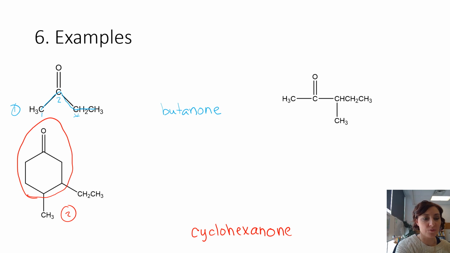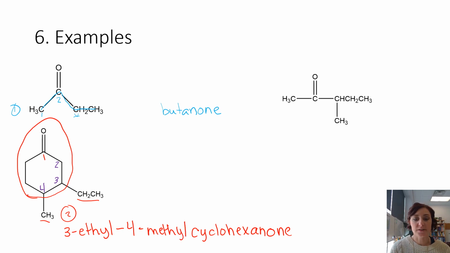Because we have the choice of where to start numbering, the carbonyl gets carbon number 1 as a cyclic. I just need to decide, do I count clockwise or counterclockwise to give my groups the lowest number possible? And the answer is going to be clockwise. This gives me groups in the positions 3 and 4. So now we just worry about numbering those groups. We have an ethyl group and a methyl group. Ethyl comes first alphabetically, so I'm going to write that first in the name. This is 3-ethyl, 4-methylcyclohexanone.